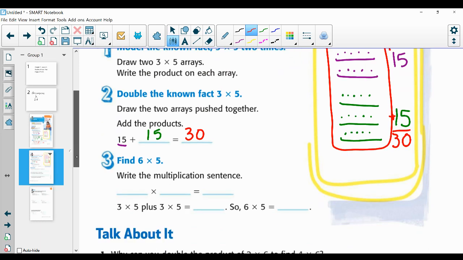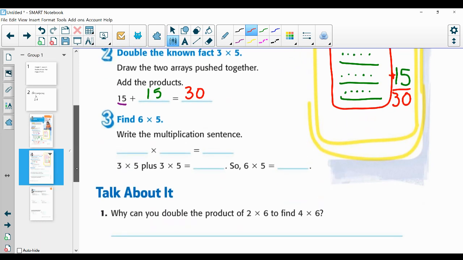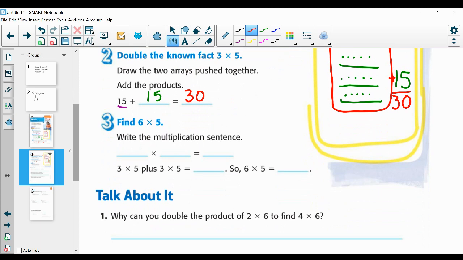Okay. So find 6 times 5. Write the multiplication sentence. I think they mean for the one array. So write the, because they already have 6 times 5. Or, okay, I'll do it this way. 6 times 5 equals 30. 3, oh no, that's not right. Sorry, hopefully I didn't mess you up. So I don't like how they did this.